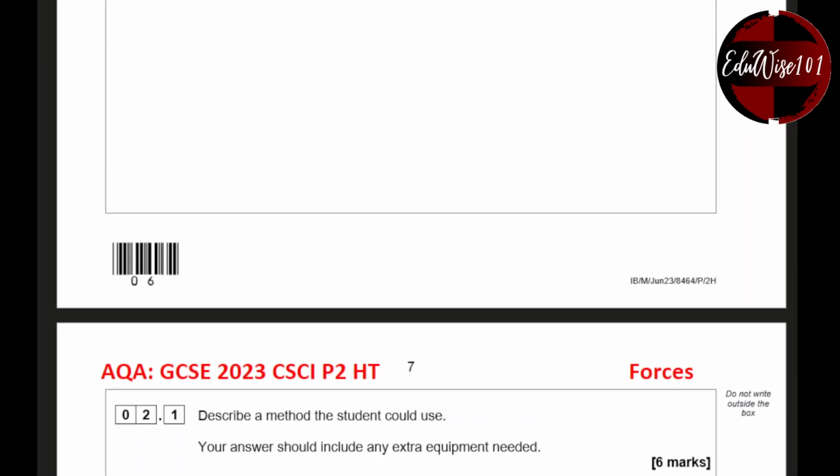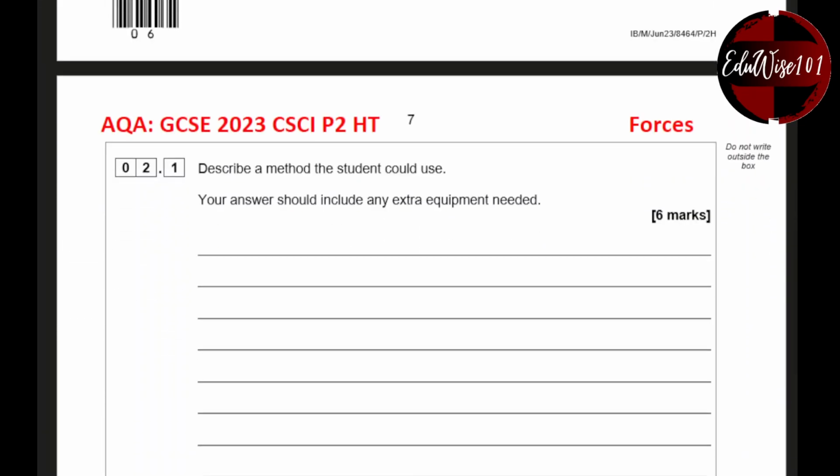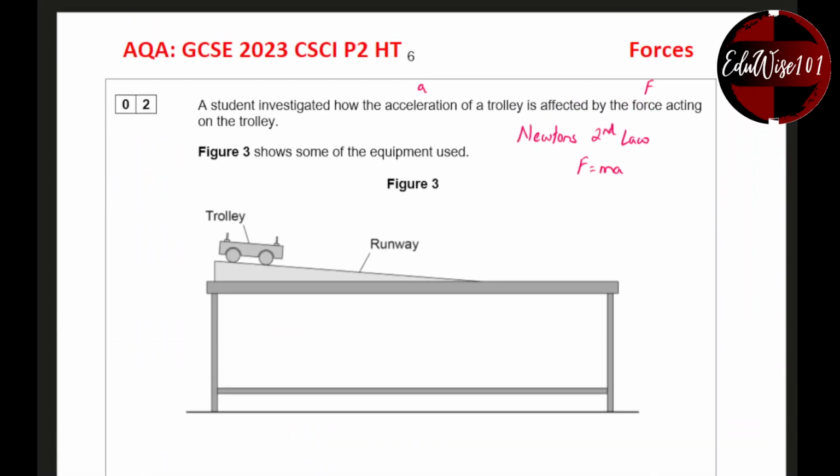And the question is asking, describe a method the student could use. So what is the student trying to do? They are trying to investigate what is the relationship between the force and the acceleration. So they're going to keep the mass of the trolley the same. So how would you do it?